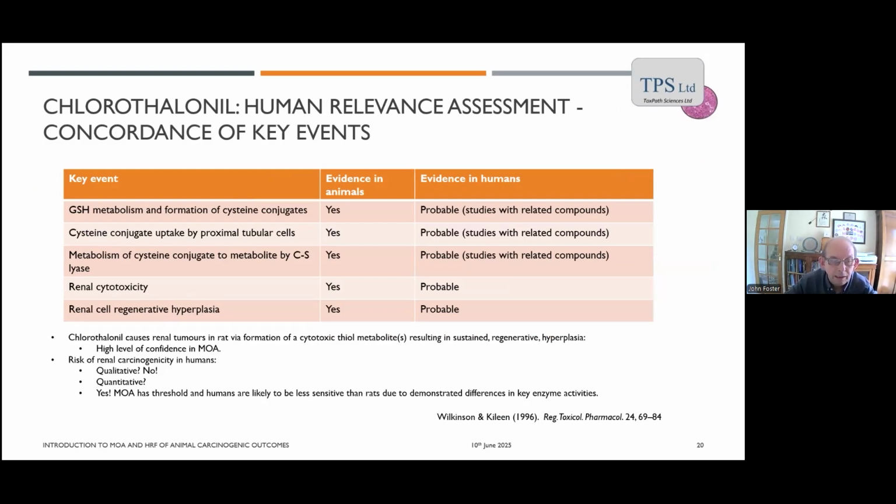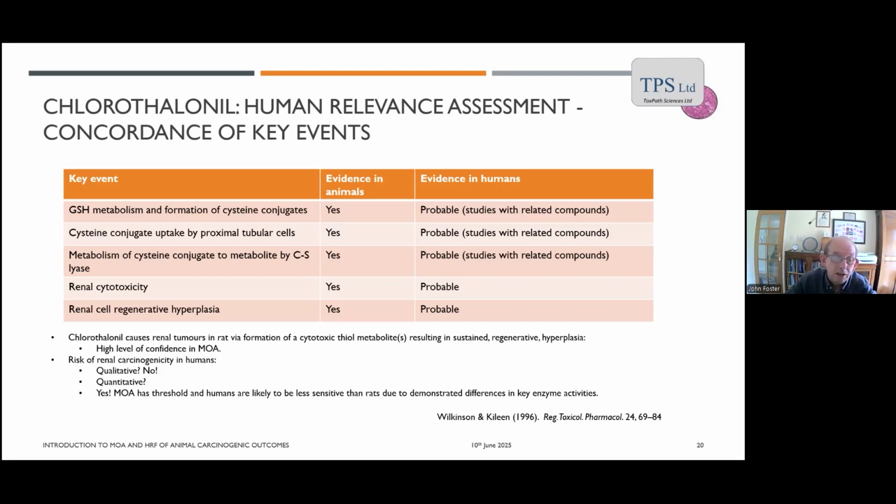So chlorothalonil causes renal tumors in the rat via formation of a cytotoxic thiol metabolite, resulting in sustained regenerative hyperplasia. So we had a pretty high level of confidence. This is a paper by Chris Wilkinson and Jim Killeen in 1996. They did an awful lot of this work as consultants and from the CRO.